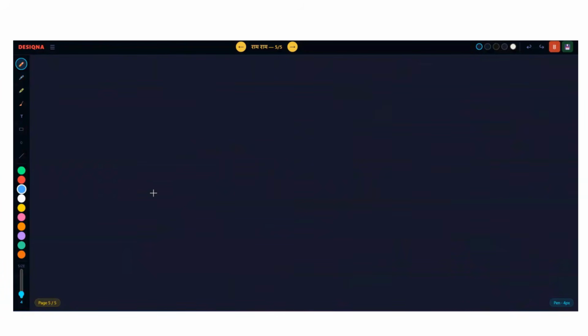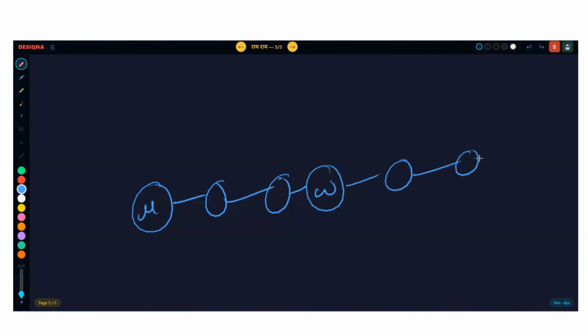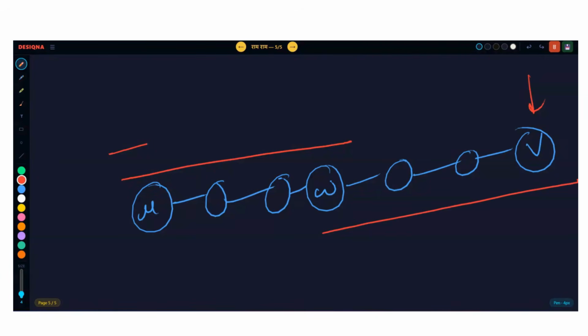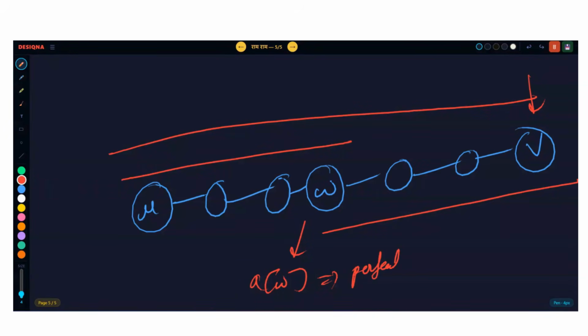I'm saying, what if your actual path was looking like this? First there was U, then there was W, and then there was V. Now what would the product look like? Now this is my V. So U to V, one path, W to V, second path, and U to W, third path. So now the answer totally depends upon whether A of W is a perfect square or not. So no, overcounting will not happen.